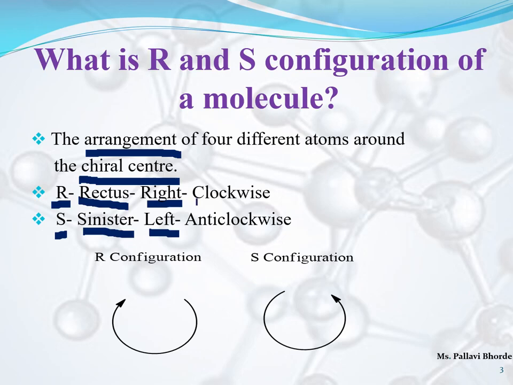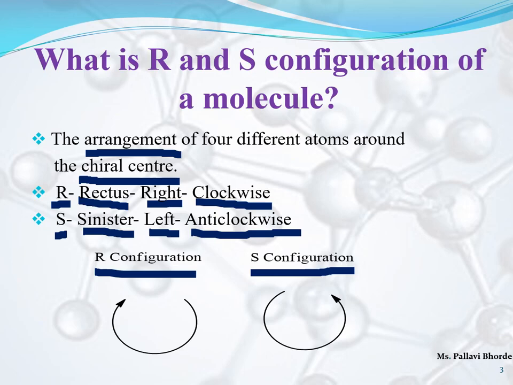This R configuration gives you clockwise arrangement while S configuration gives you anti-clockwise arrangement. Here I have shown these two diagrams of the arrows. Look at the direction of these moving arrows. So in the R configuration, the arrow is moving in a clockwise manner, whereas in S configuration it is moving in an anti-clockwise manner.